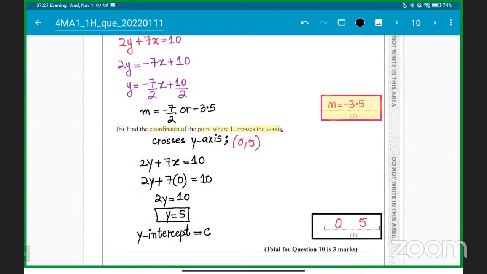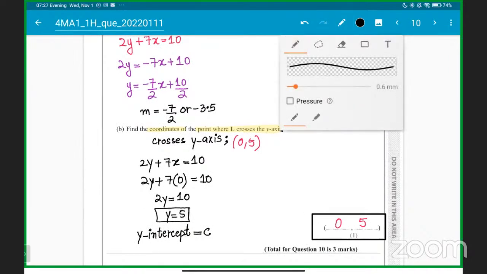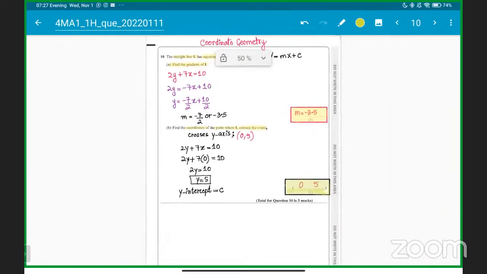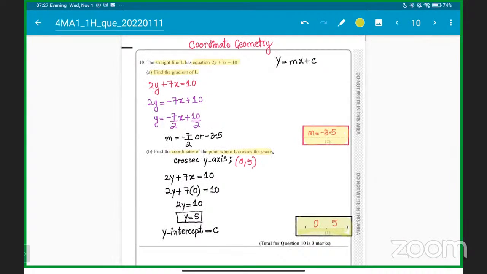Can you repeat? Okay, I understand now. So this one is also done. Question number 10, you can quickly revise this one.